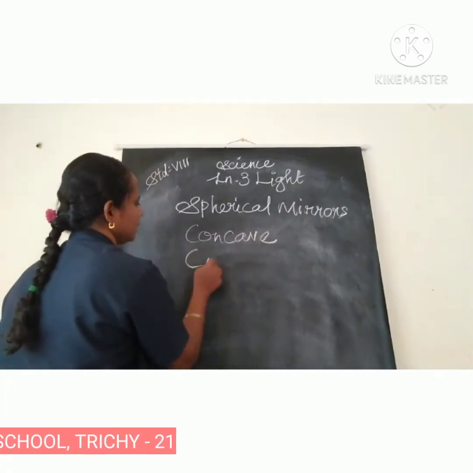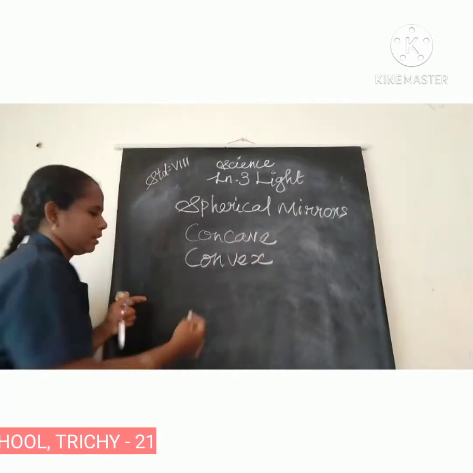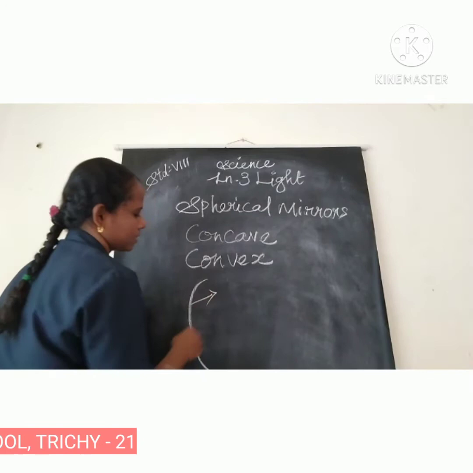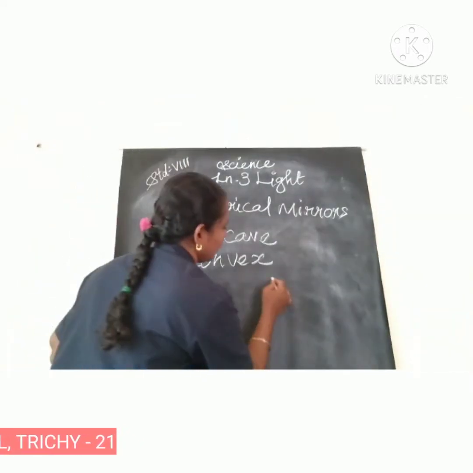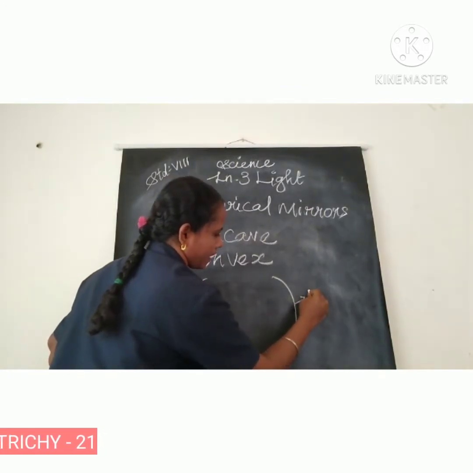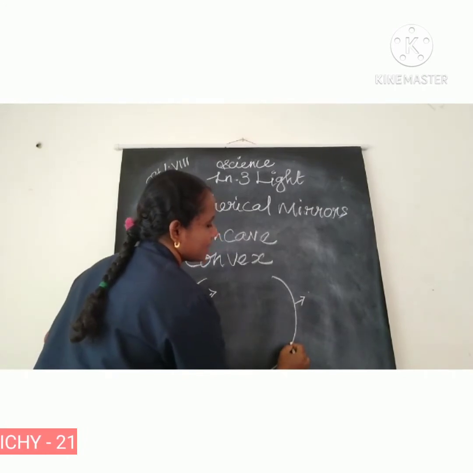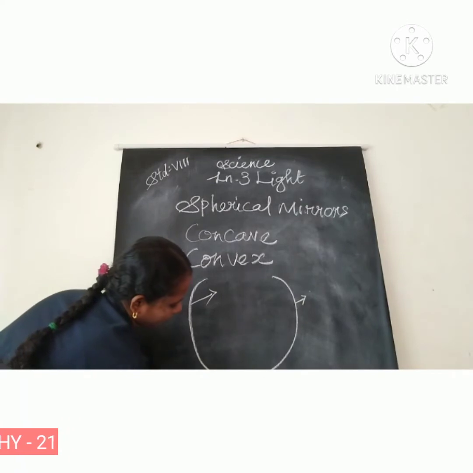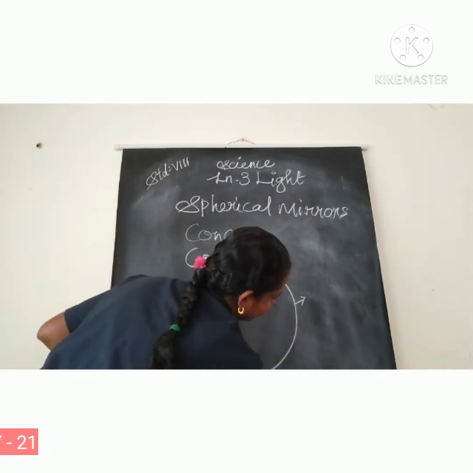Concave mirrors and convex mirrors. In this one, the reflecting surface is the inner side, which is the concave mirror. The other side, the outer side, is the reflecting surface, and this mirror is called a convex mirror. So this is the concave mirror. This is the convex mirror.